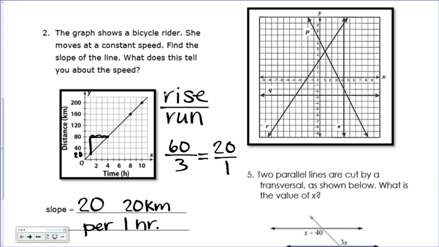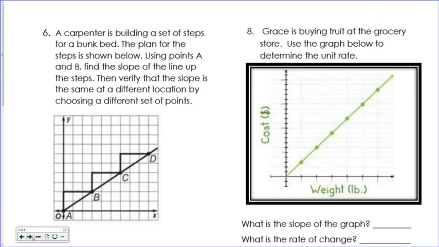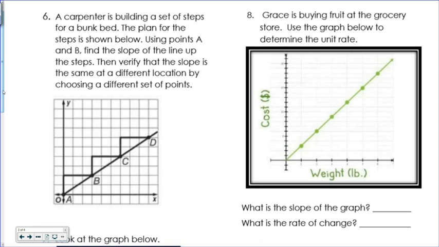All right, let's look at number 6. So next page. Number 6, a carpenter is building a set of steps for a bunk bed. The plan for the steps is shown below. Using points A and B, find the slope of the line up the steps. Then verify that the slope is the same at a different location by choosing a different set of points. So we're going to use A and B.